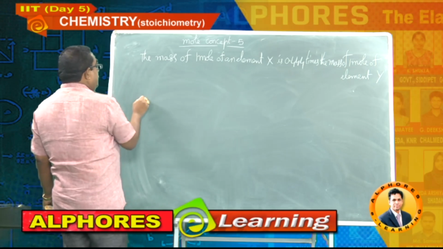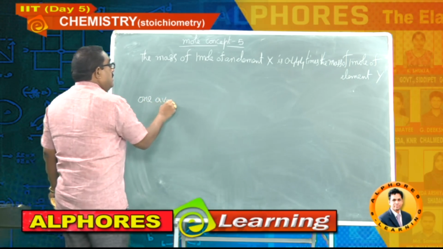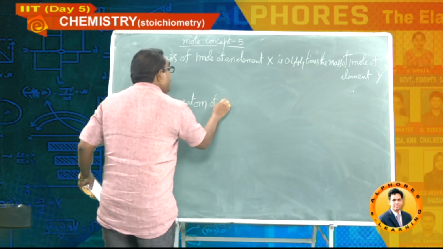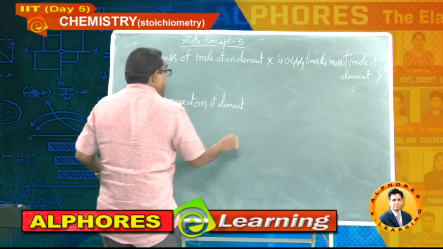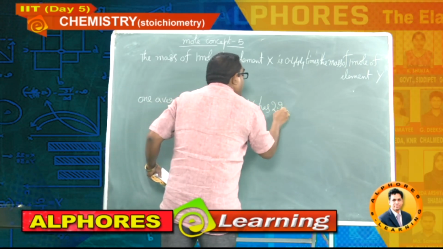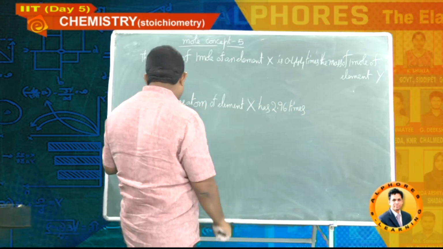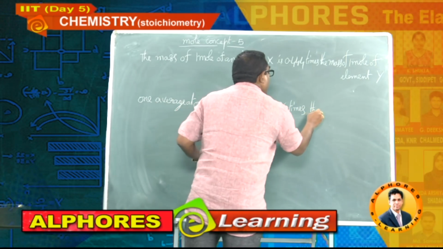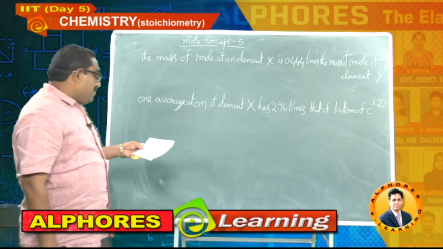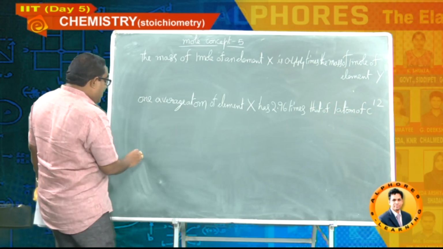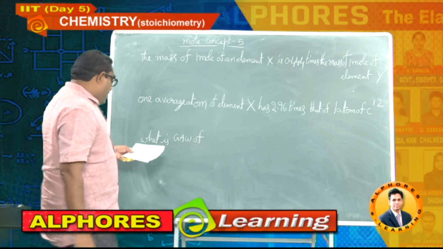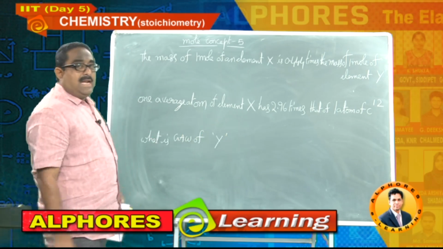And one more data has also been given. 1 average atom of element x has 2.96 times that of 1 atom of C12, and he is asking you to calculate what is the atomic mass, the gram atomic weight, of y, the element y.